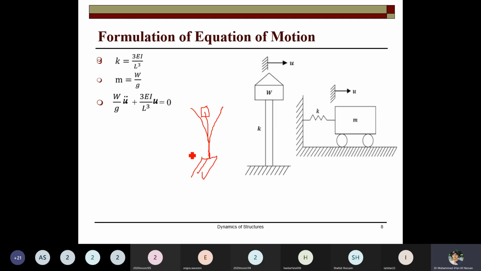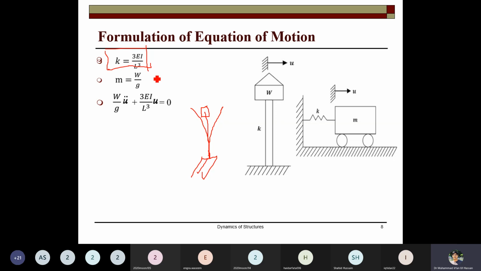Now how to write down the equation of the motion? The mass is considered lumped at the top. If the top end is considered free and the bottom as fixed, what will be the K value? The K you should know for the different structural components. So it is 3EI over L cube if it is free at the top. If it is fixed, then it is different, 12EI over L cube. Depending upon the end conditions, the stiffness also changes.